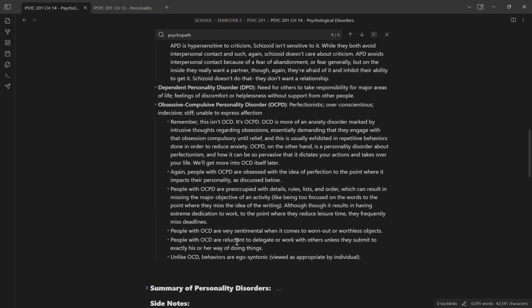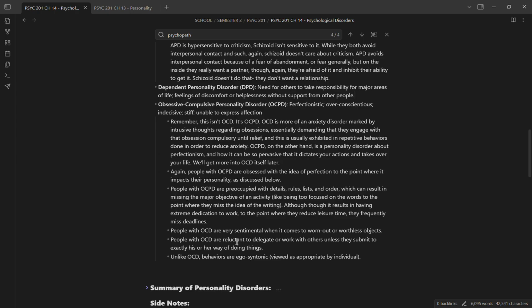Then we have OCPD. Don't confuse this with OCD. OCPD is a personality disorder. OCD is an anxiety disorder, and we're going to get into this. OCPD, obsessive-compulsive personality disorder, is characterized by perfectionistic nature, over-conscientiousness, indecisiveness, stiffness, and being unable to express affection. These are all different symptoms of OCPD. Remember, again, OCPD is not OCD.